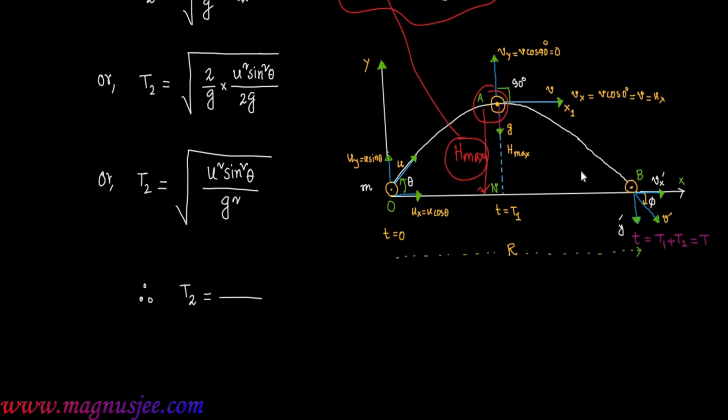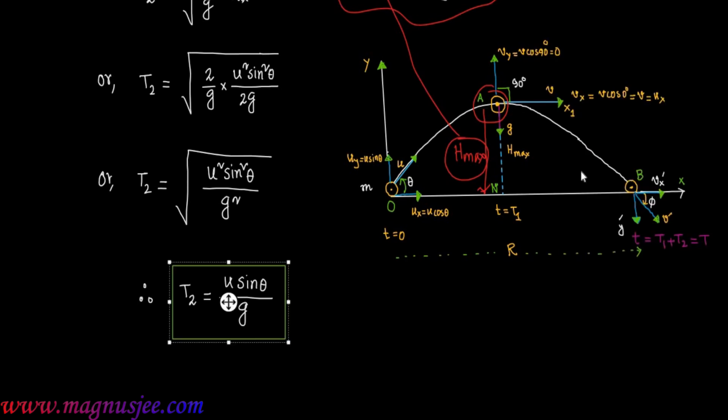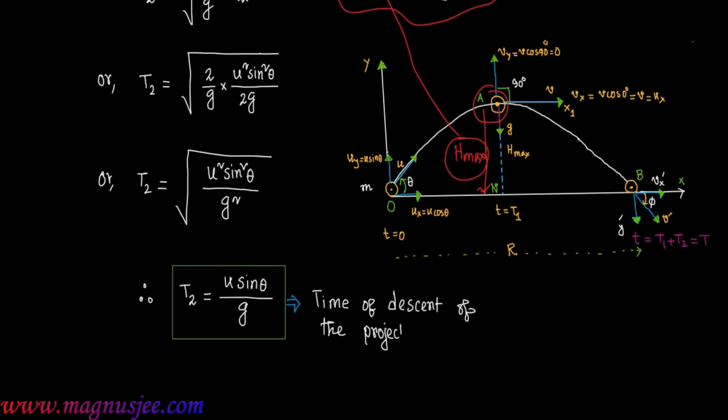Finally, we get T2 as equal to u sine theta divided by small g. T2 is equal to u sine theta divided by g. That is the time of descent of the projectile which was thrown from the ground at an angle theta with the ground or with the horizontal. T2 is equal to u sine theta divided by g, which is the time of descent of the projectile.